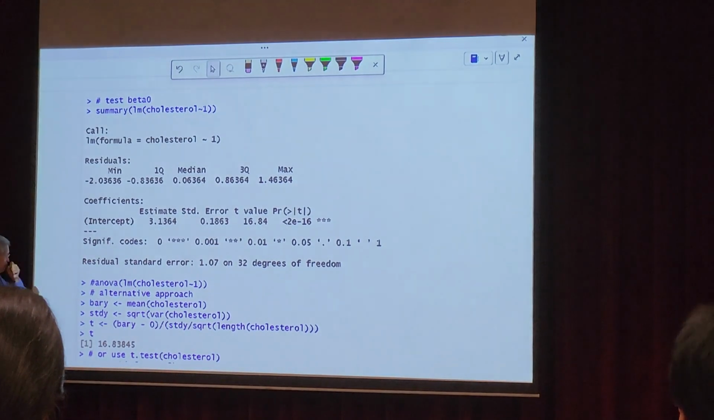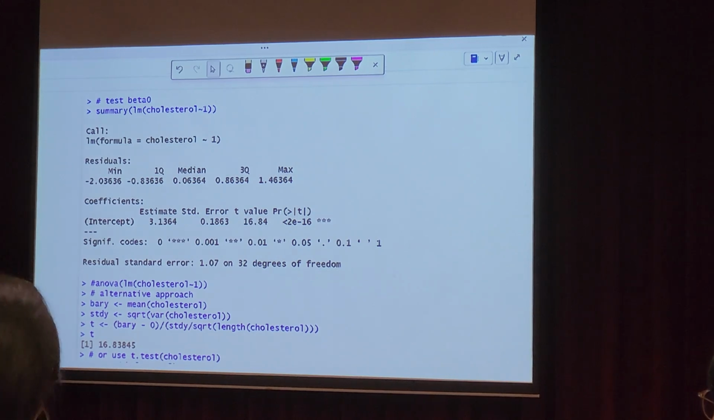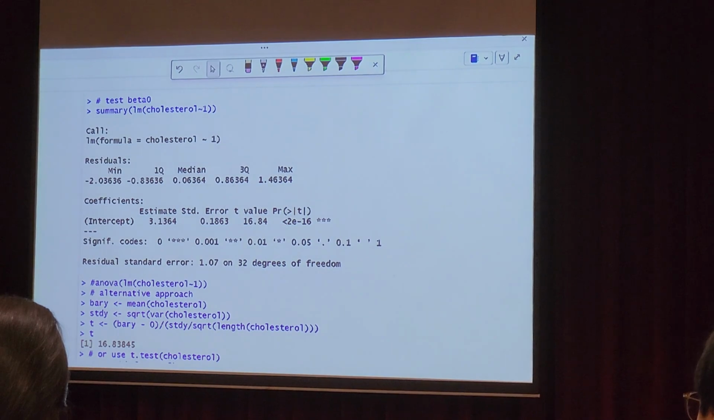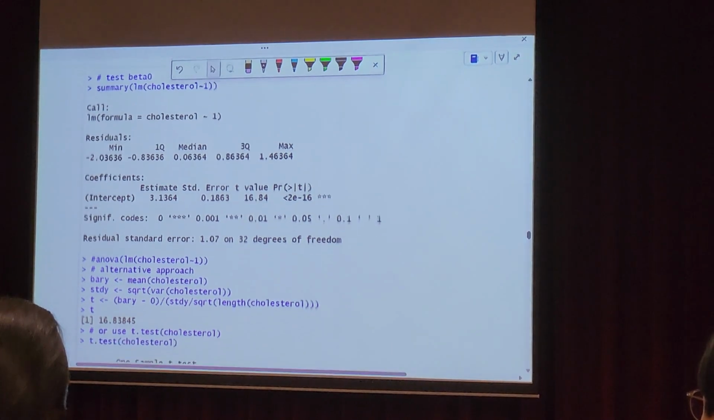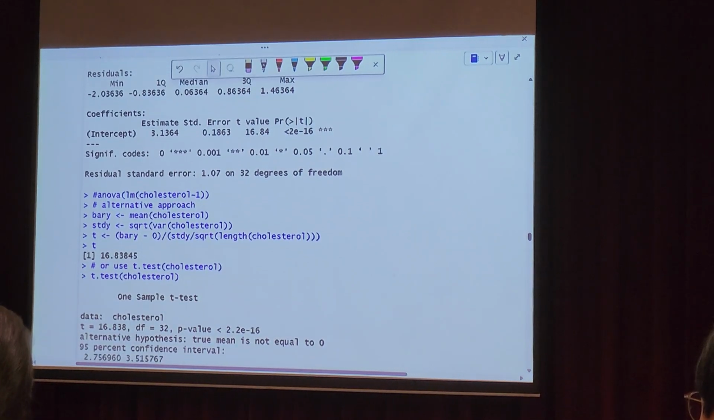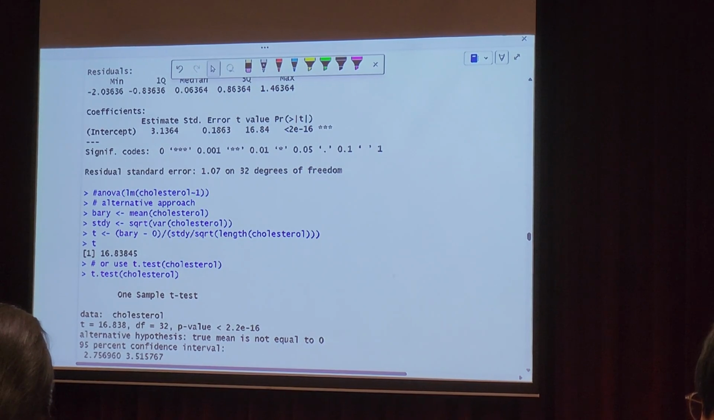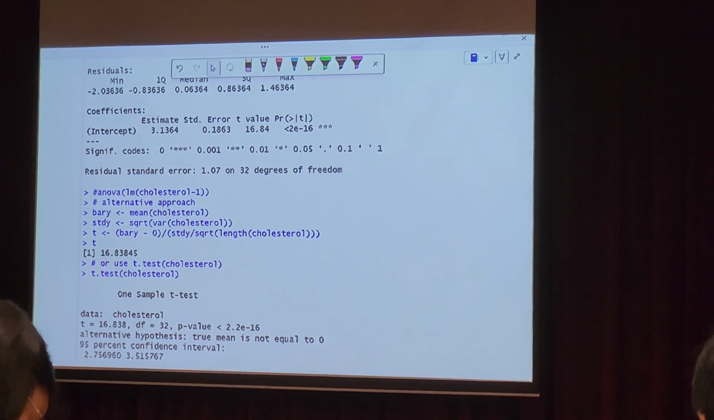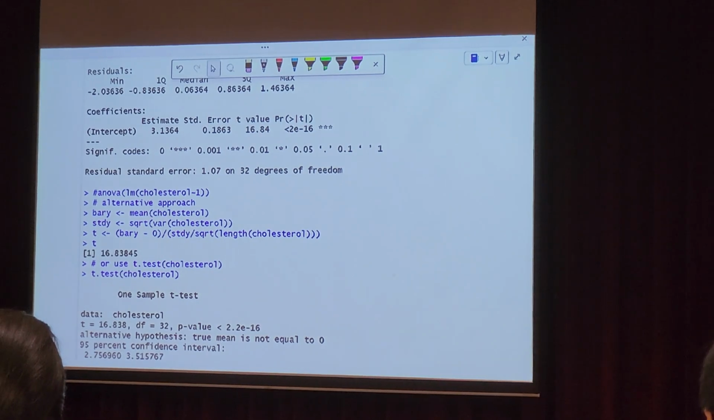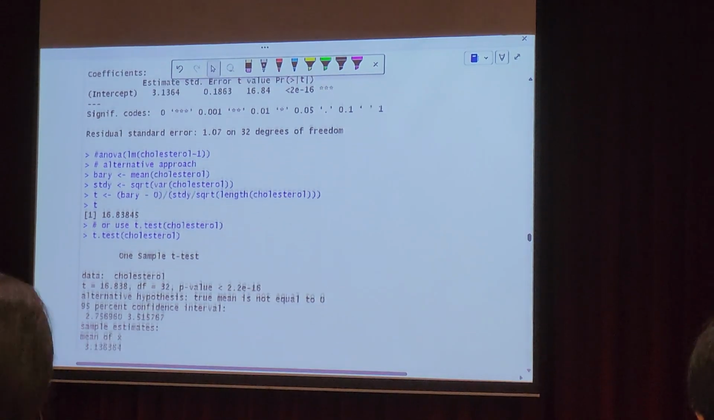So you can see that the t statistic has a very small p-value. So it's highly significant. That means there's strong evidence that the mean cholesterol level is different from 0. As you know, it's different from 0.